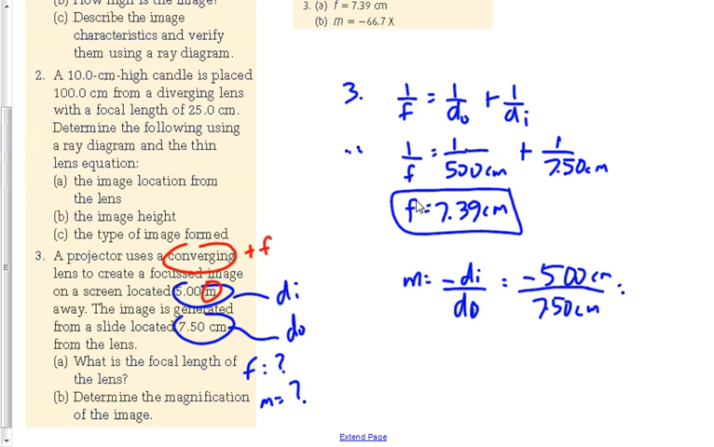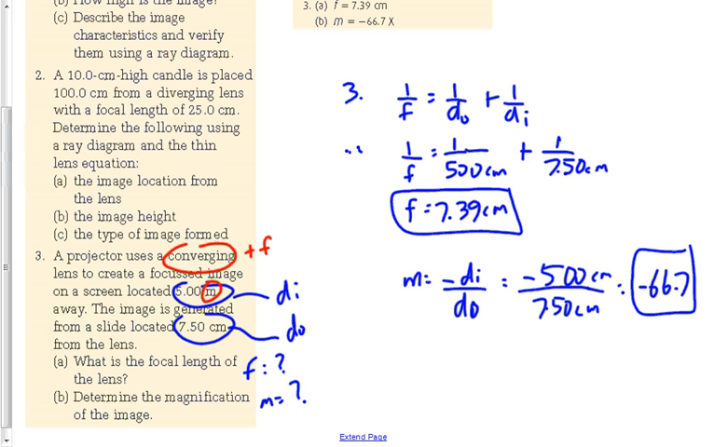Do that division, we get negative 66.7. Now they have it written as 66.7x. It doesn't matter, there are no units with it. The x just means times. The image is 66.7 times the size of the object. What do we know about this image? Real or virtual? Real, it's projected onto a screen.